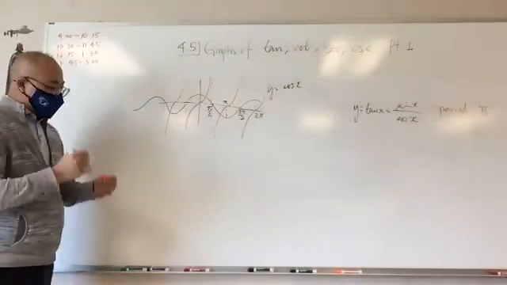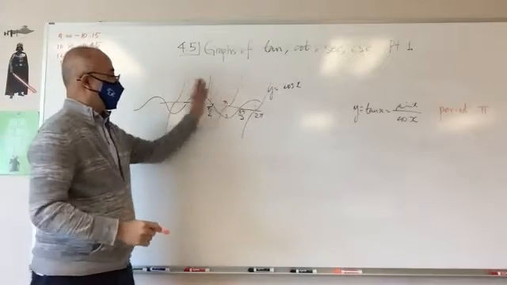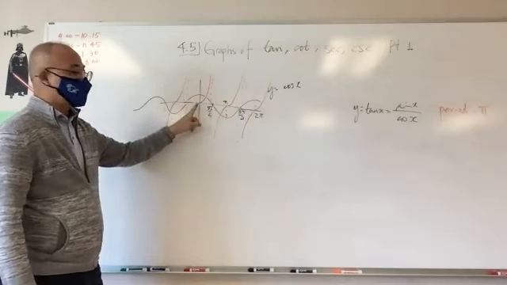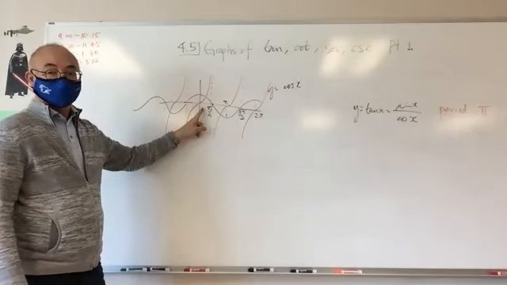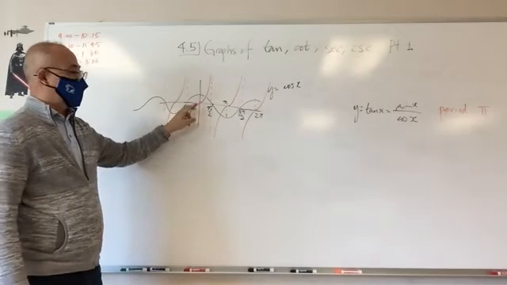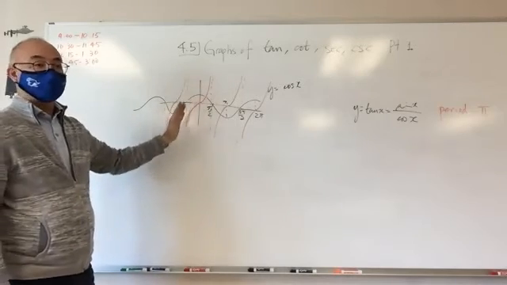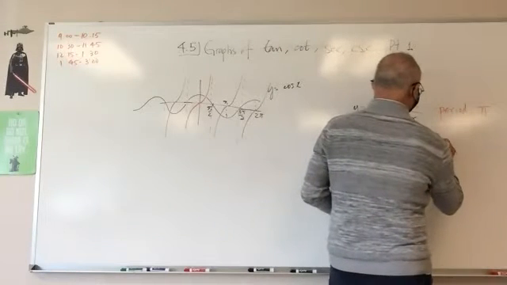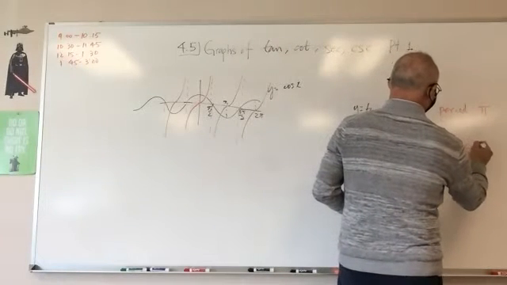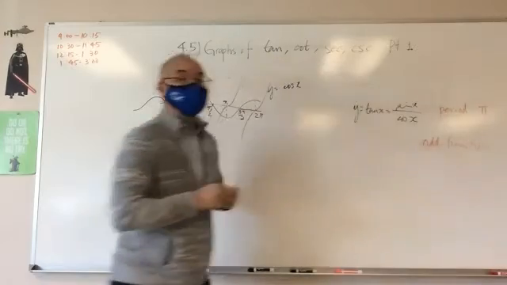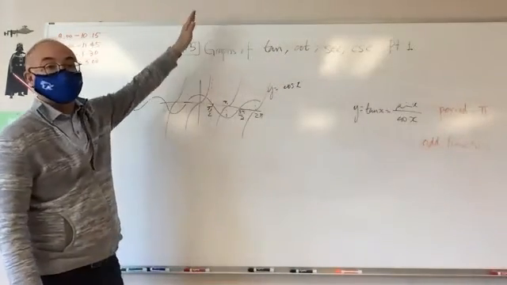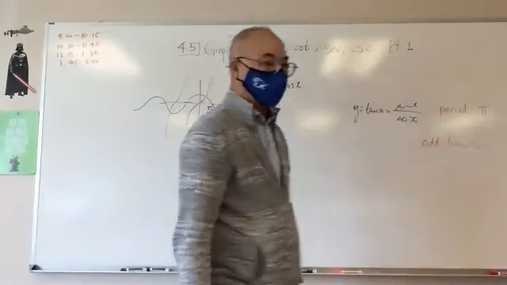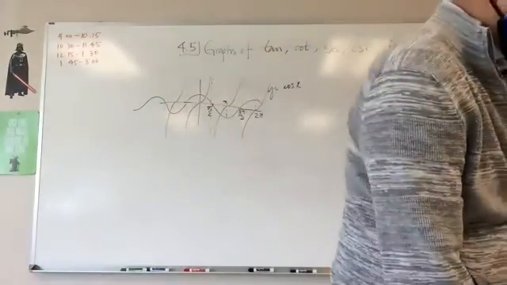Is it an even graph? If it was an even function, it would be this. Is it this? No. Is it symmetric across the origin? Yes, it is. As a matter of fact, it is reflective or symmetric across the origin. So it is an odd function, right? Obviously not bounded. Right, it's not bounded because it can go from positive infinity all the way down to negative infinity. There's no boundedness there, right?